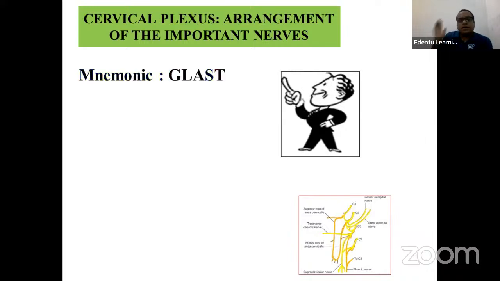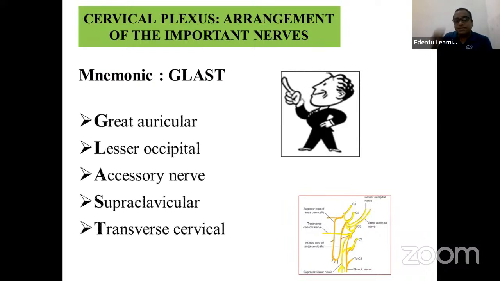So the mnemonic is GLAST, blast. This is the arrangement of the cervical plexus: Greater auricular nerve, lesser occipital nerve, accessory nerve, supraclavicular nerve, and transverse cervical nerve. GLAST. If you learn this, done.